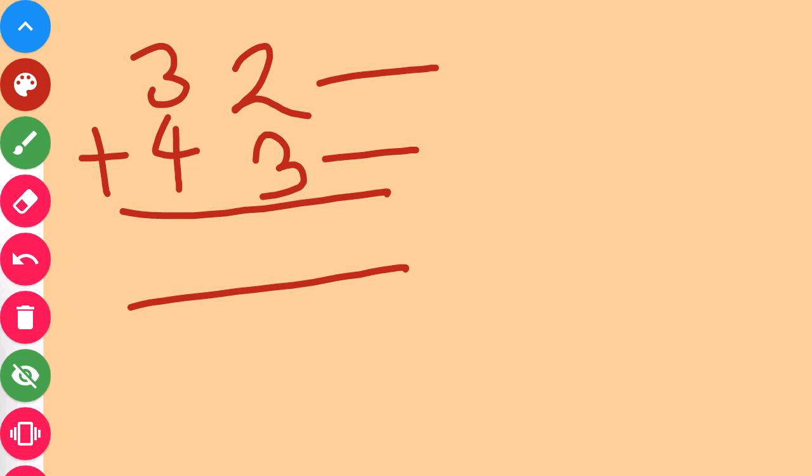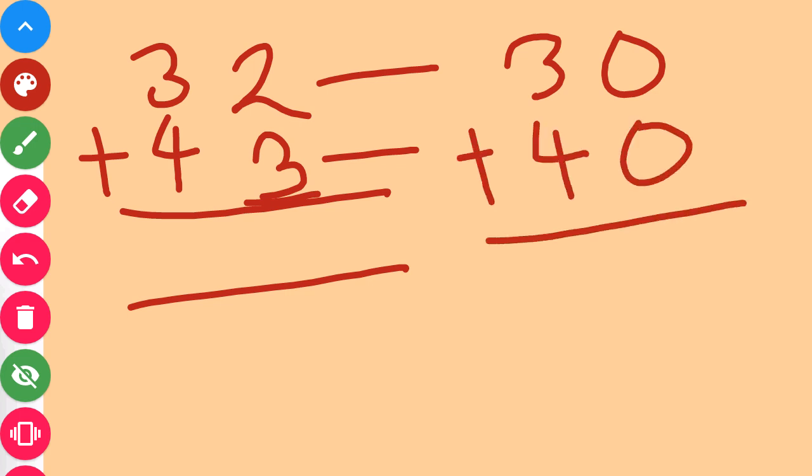So 32 will become, which number will we see? We will see the number at ones place. 2 is there at ones place. 2 is smaller than 5, less than 5. So this 32 will become 30. And again 43, 3 is there at ones place. This number is less than 5. So will 43 get rounded up or rounded down? Yes, it will get rounded down.